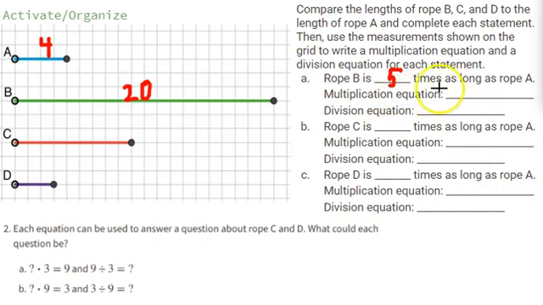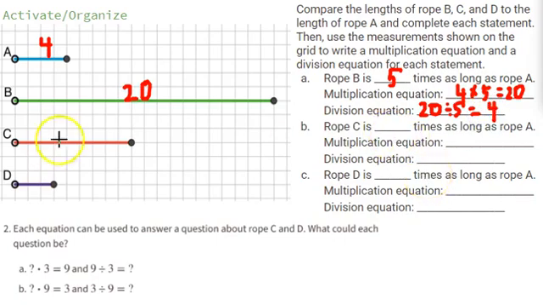So how do we find that out? Well, if we take rope A times 5, that's going to give us our 20 units that make up rope B. What would be the division equation here? Yeah, to go backwards, we're going to take that 20, divide it by the 5, and that'll give us our 4 units that make A.